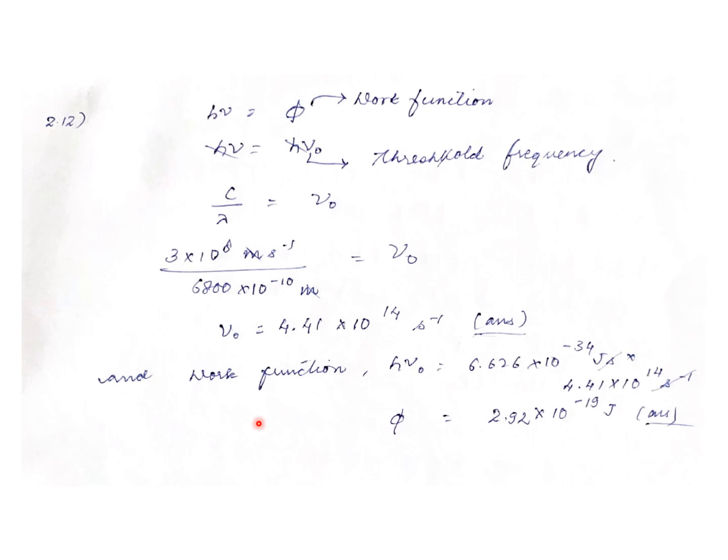After that, you need to calculate the work function, which is nothing but h nu naught. So you need to multiply this nu naught that you found just now in the question by Planck's constant, which is 6.626 into 10 to the power of minus 34 joule second. This second and the inverse second will cancel, and you will get the answer of the work function in joule, which is equal to 2.92 into 10 to the power of minus 19 joule.